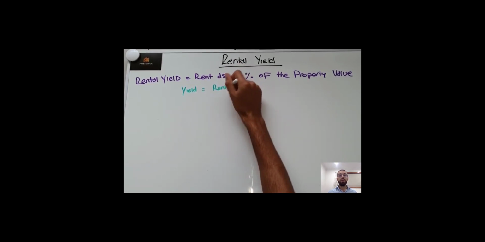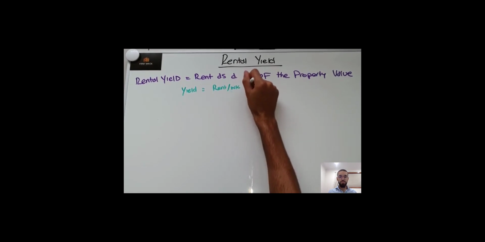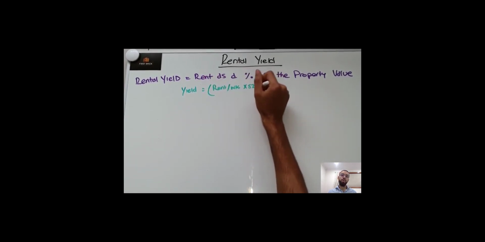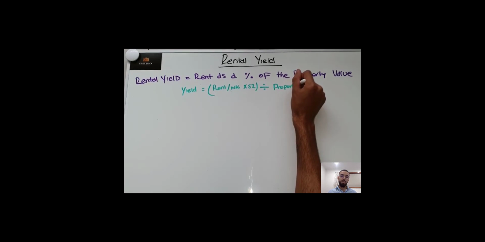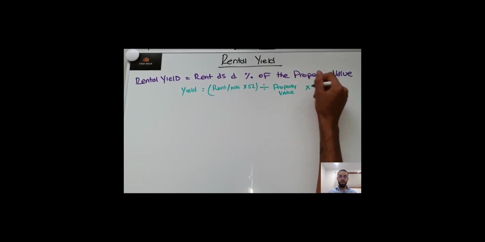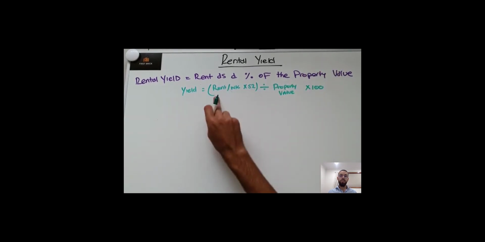Now, how do we calculate it? It's quite a simple calculation, simple formula. Yield can be calculated by rent per week times 52, and that will give you the annual rent, divided by the property value, and then we times that by 100 and you will get a percentage, and that is your rental yield. So annual rent divided by the property value times 100.